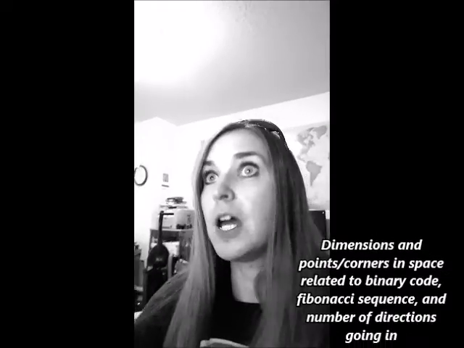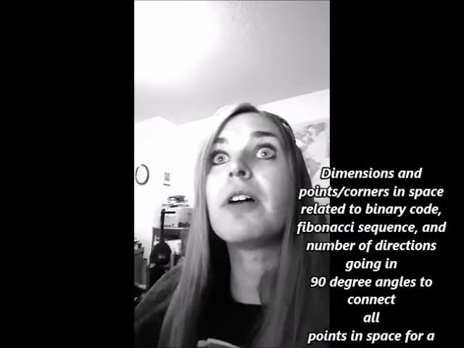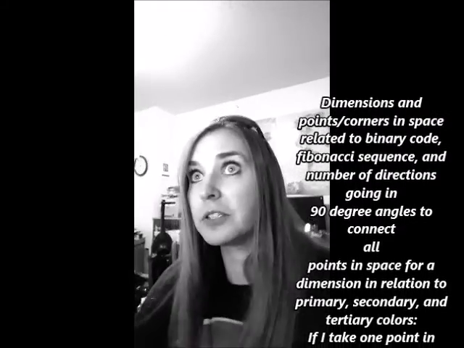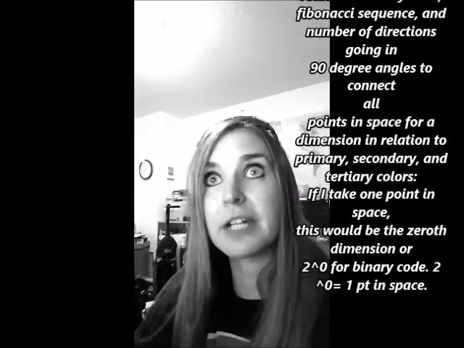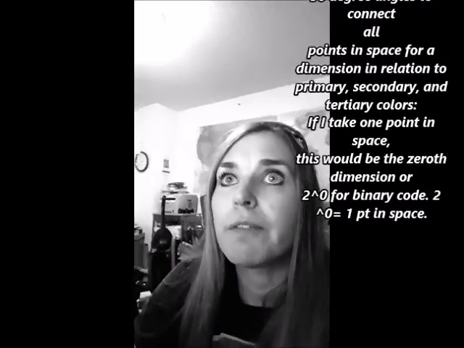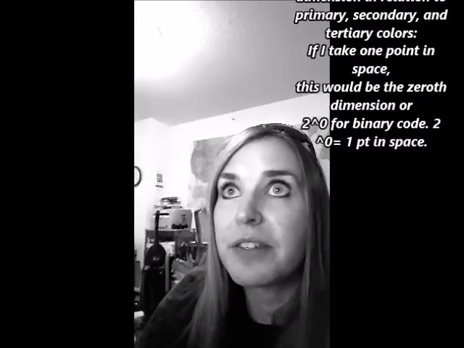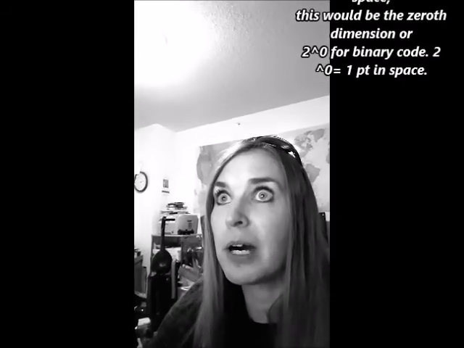Dimensions and points are corners in space related to binary code, Fibonacci sequence, and number of directions going in 90-degree angles to connect all points in space for a dimension in relation to primary, secondary, and tertiary colors. If I take one point in space, this would be the 0th dimension, or 2 to the 0th power for binary code. 2 to the 0th power equals 1 in space.